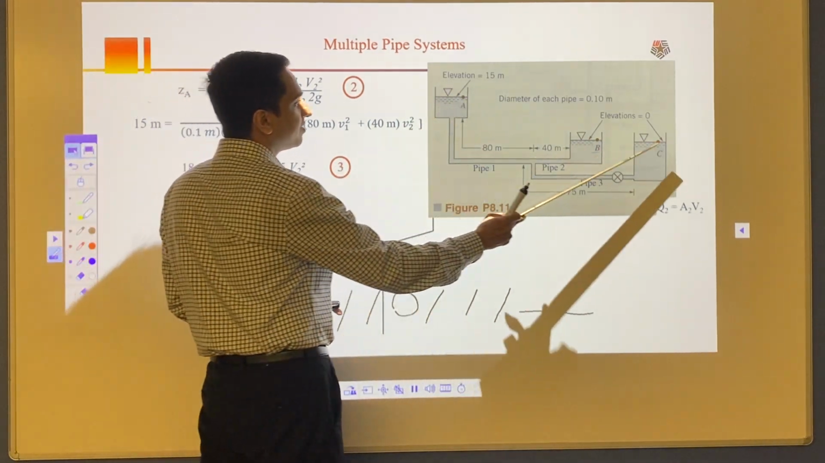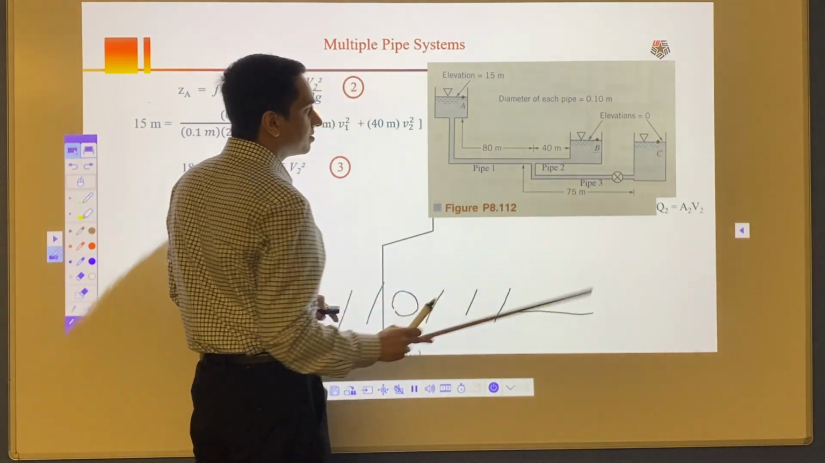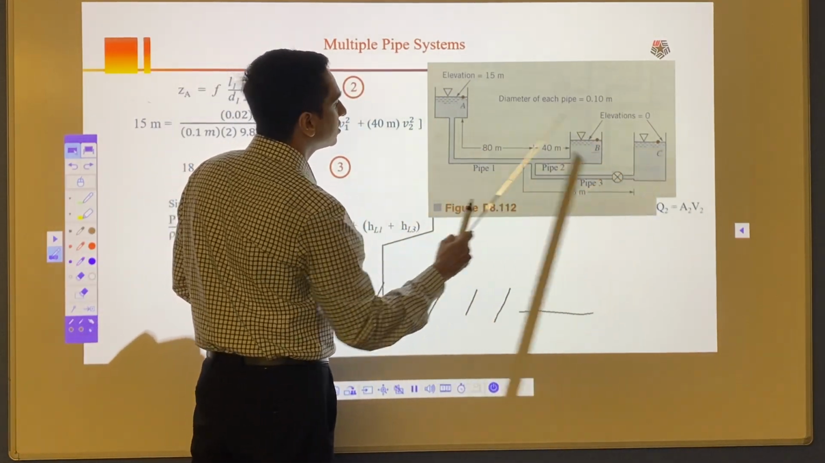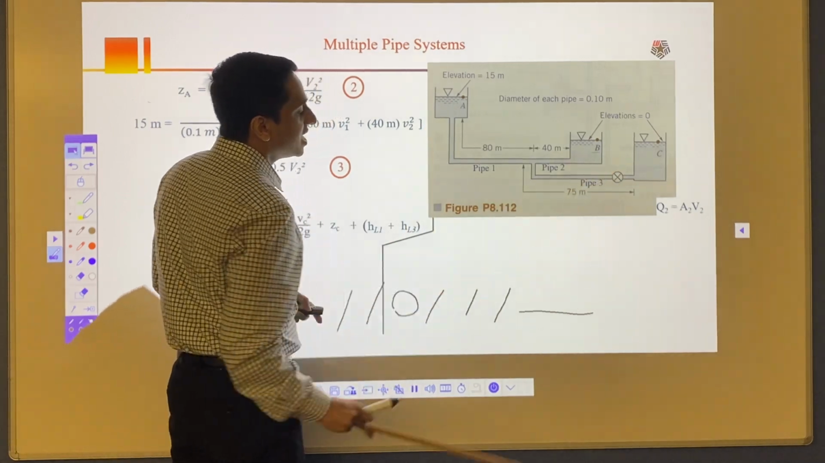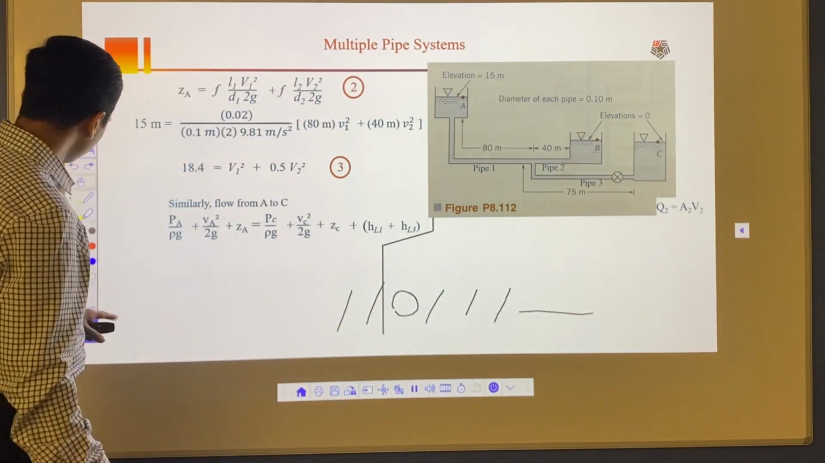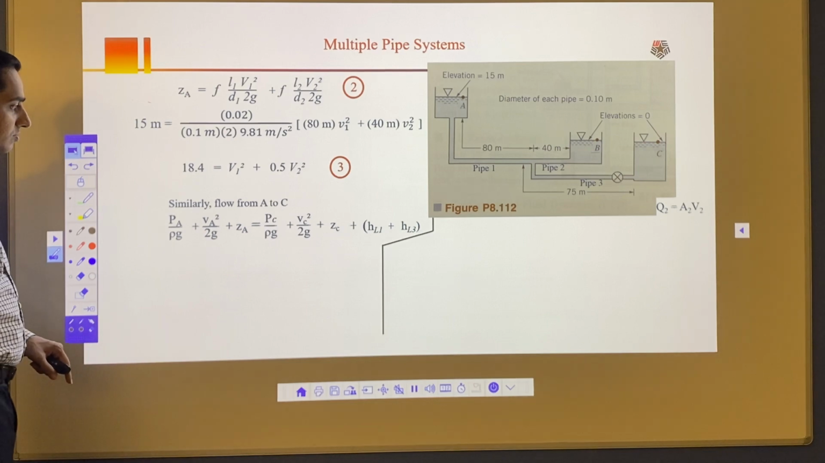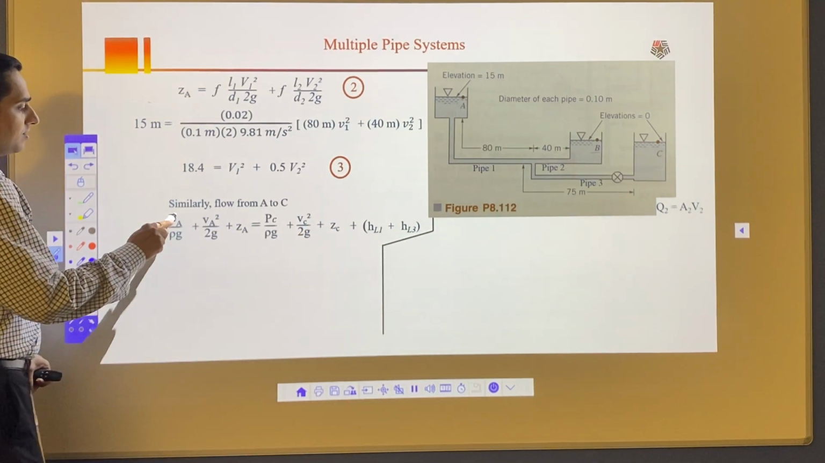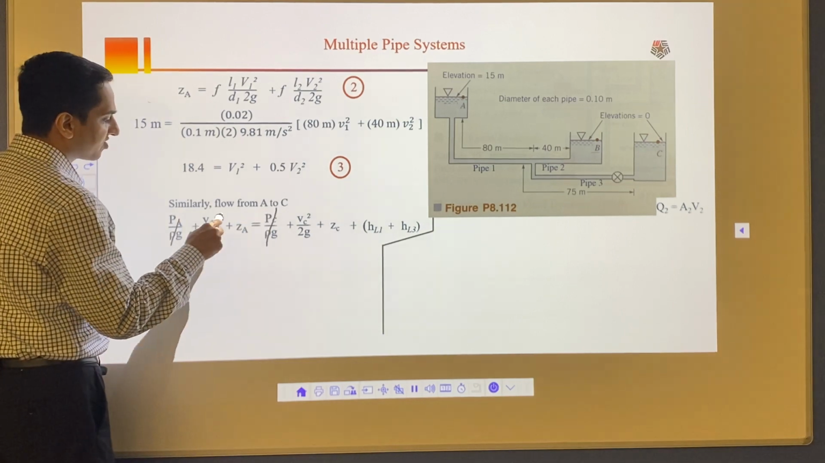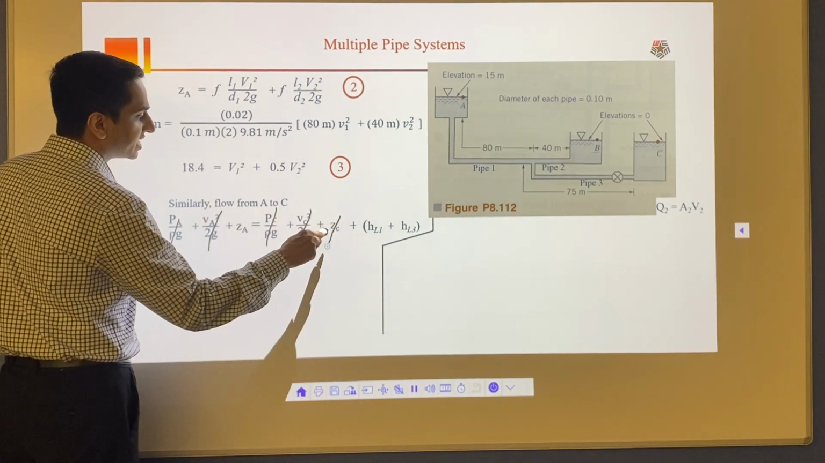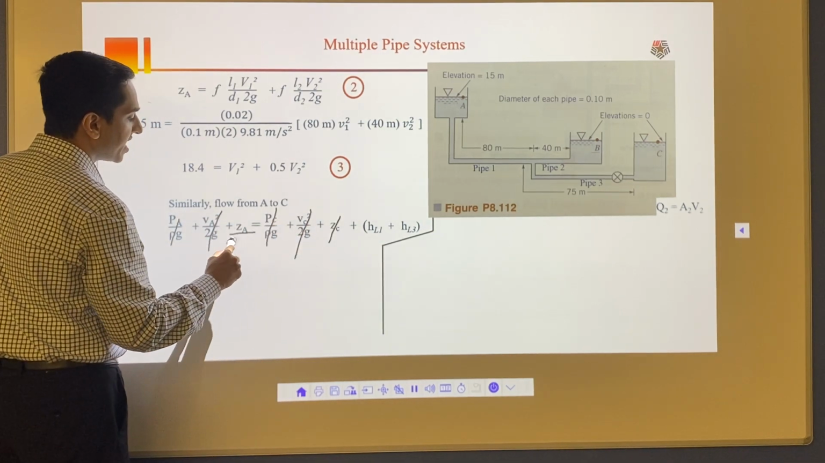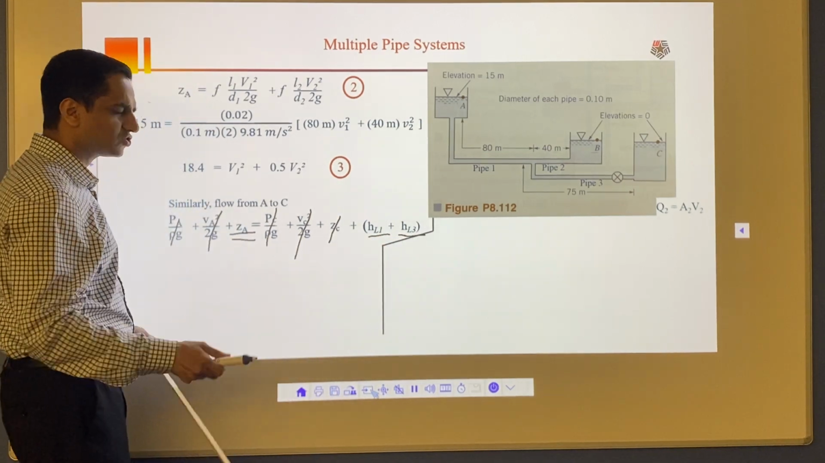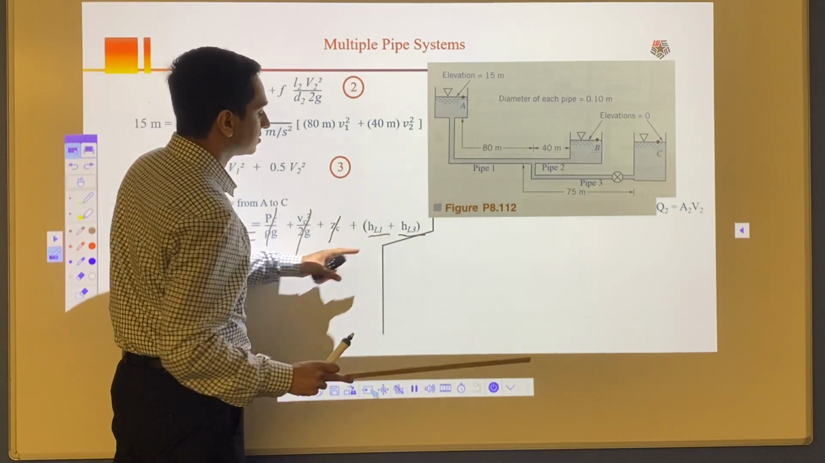equation between point A and point C, A to C. So water flow is going from here and then here, it's in series. So pipe 1 and pipe 3 are in series. So here I'm going to apply my equation, and then again same thing, PA cancels out, PC cancels out, VA, VC cancel out, ZC is elevation 0. So I have ZA and HL1 plus HL3. When it comes to series flow, we add head losses, HL1, HL3.